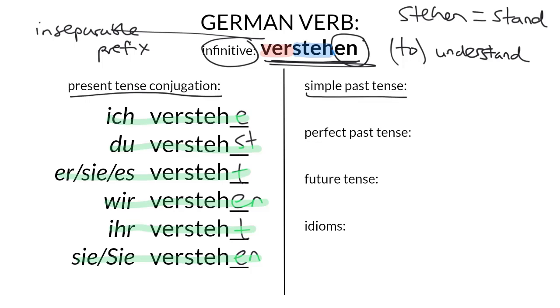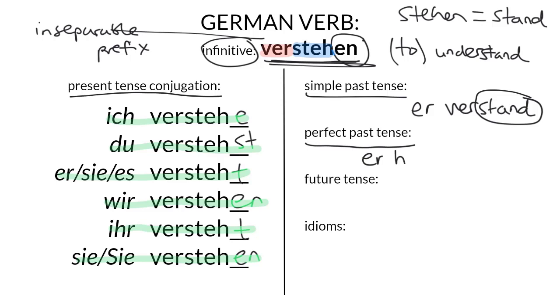Okay, it's simple past tense. Verstand. That's all you need to know in order to use that simple past tense. It's got the same endings as you would expect as the verb stehen in its simple past. Its perfect past tense is hat verstanden.